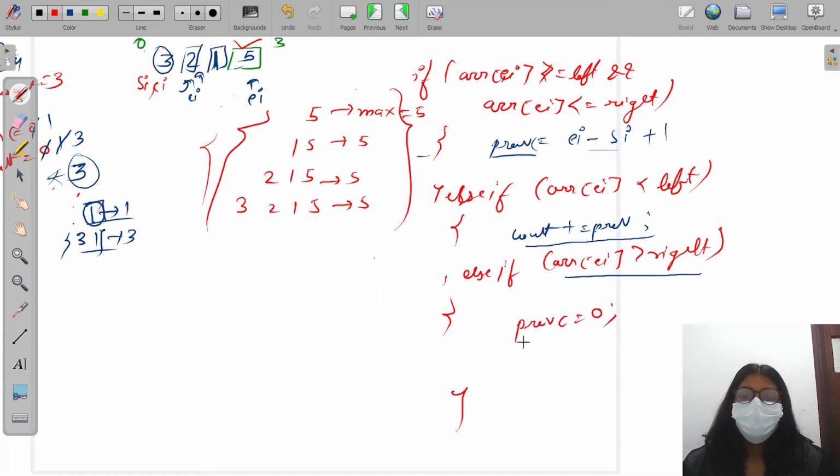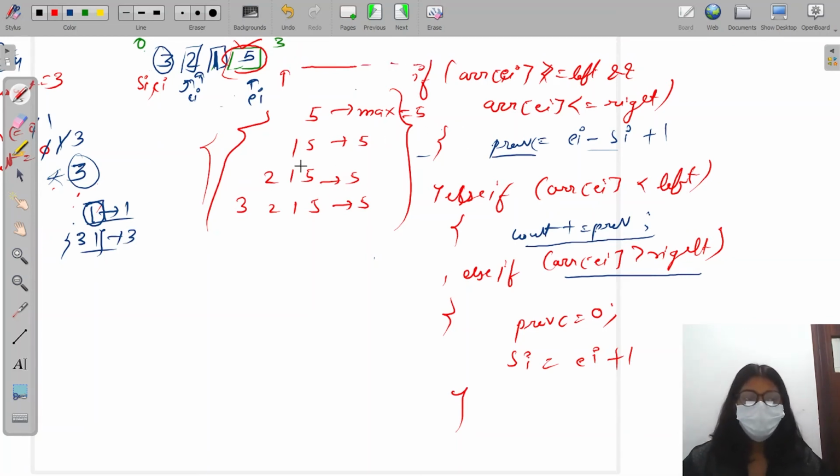Okay, then what do we have to do? We will be resetting previous count to 0 and my starting index comes here, right? Because this is my breaking point. I don't have to consider this. I will start from here. So my starting index becomes equal to EI plus 1. Okay, so I will see for all the elements here now. All right.